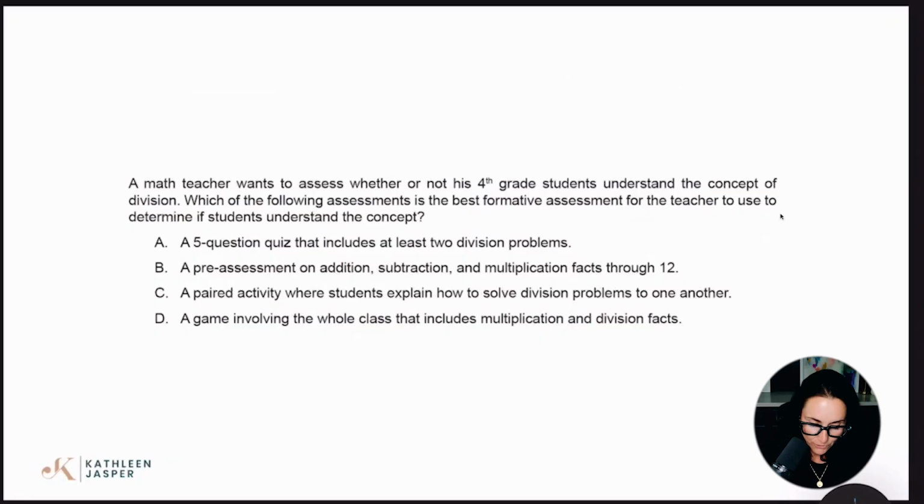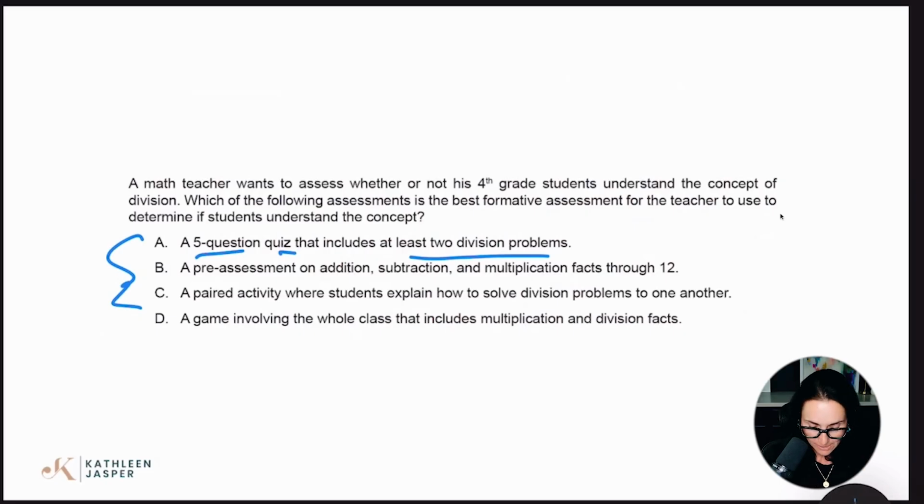All right, so let's have a look at this question here. You can see that I'm going to start with my answer choices first. I'm going to think like a test maker and work backwards. So A says a 5-question quiz that includes at least 2 division problems. All right, I like a quiz. It is formative assessment, but 5 questions, I don't know. I don't love this answer choice. I'm not going to cross it off, but I'm not going to circle it.